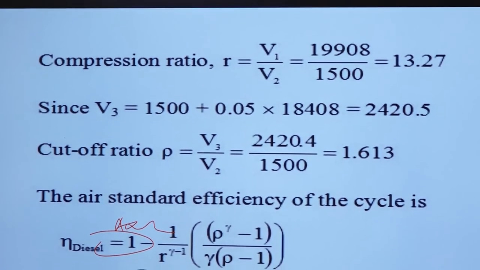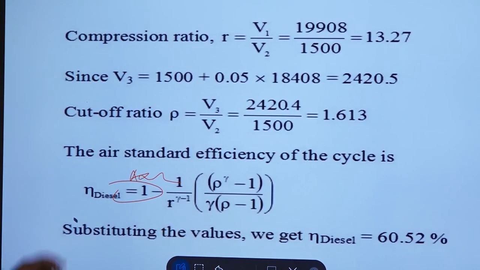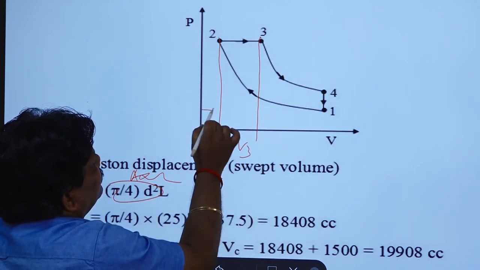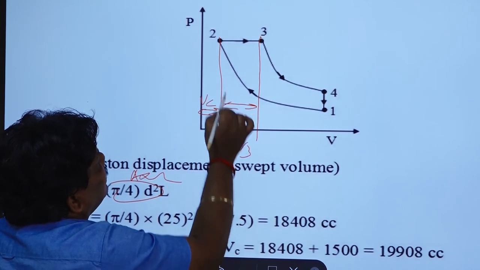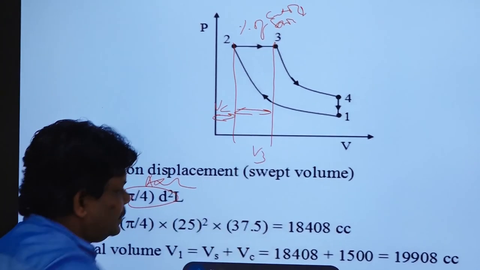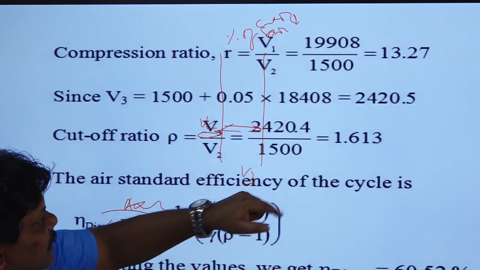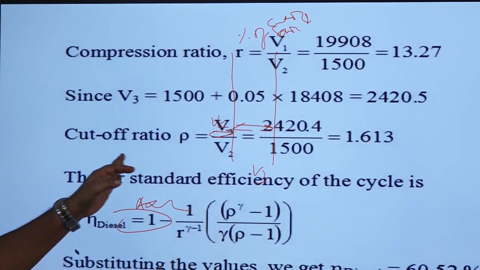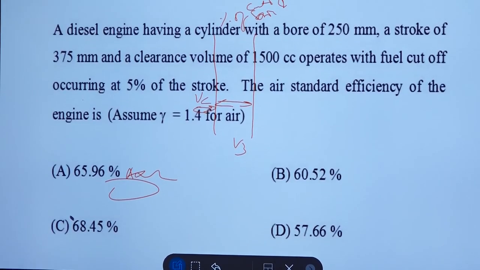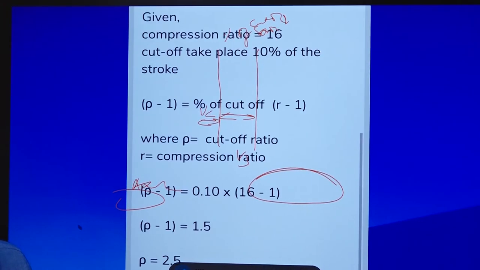So this is the formula for the diesel cycle which I have given earlier, and V3 is equal to 1500. When you look at this diagram, you can see this is V3, and if you add this VC with this area, this is nothing but the percentage of stroke or percentage of cutoff. Okay, so you can see, 1500 plus 0.05 into that value, the percentage of cutoff, that is the cutoff ratio, you can find, then you can find the answer. The answer is 60.52%. So you can see that it is around 60.52%. So you will get only these kind of problems.